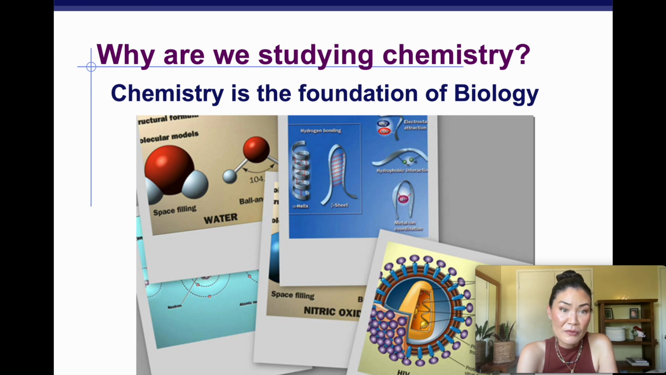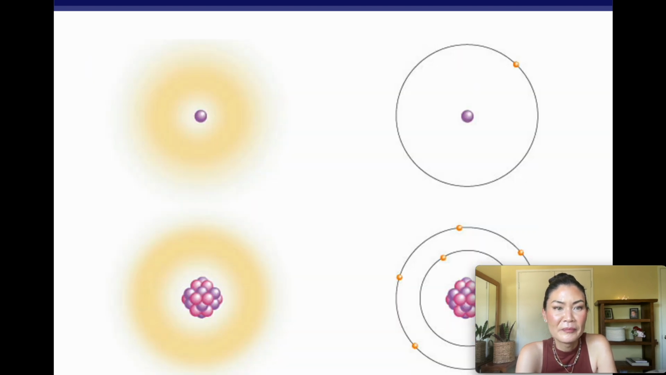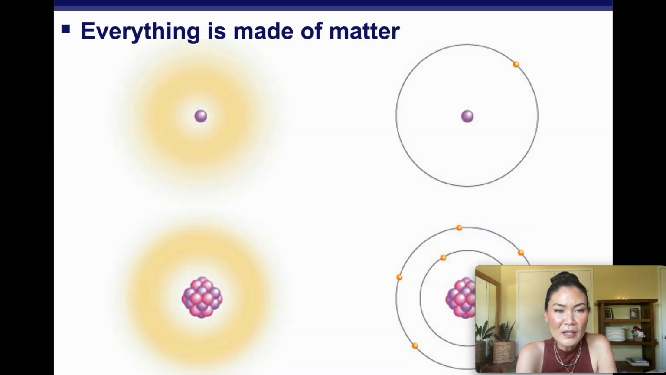For example, chapter 3 is all about water. Water is not a living thing, but it is an essential molecule for life existing on our planet. All right, so everything is made up of matter. Matter is anything that takes up space or has mass, such as atoms.